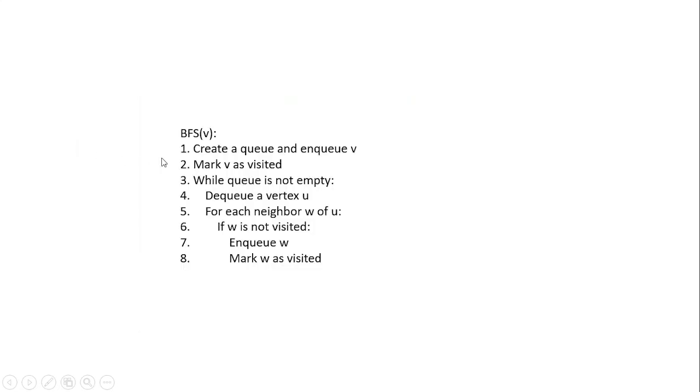The algorithm is, I will have a queue and a visited one. Till the queue is not empty, I will keep taking one vertex and I will check if it has a neighbor, and if it is not visited, I will put it into the queue and I will mark it as visited. So once it goes to the queue, it is marked as visited. Let us see the implementation of this one.